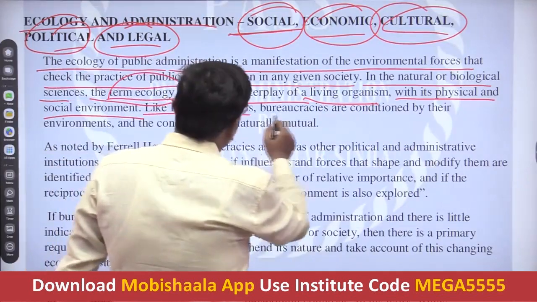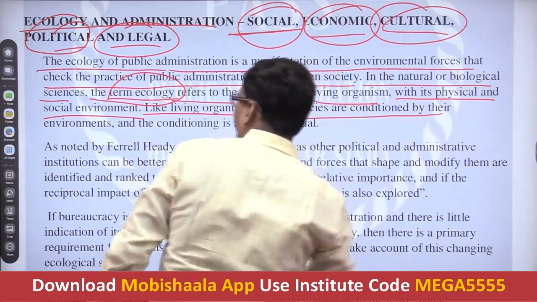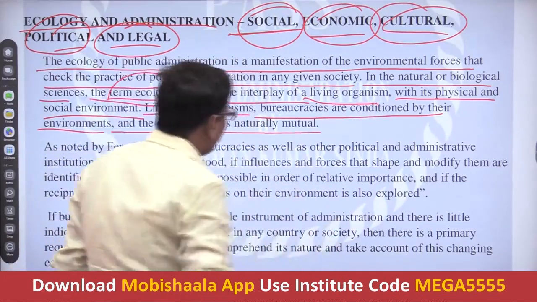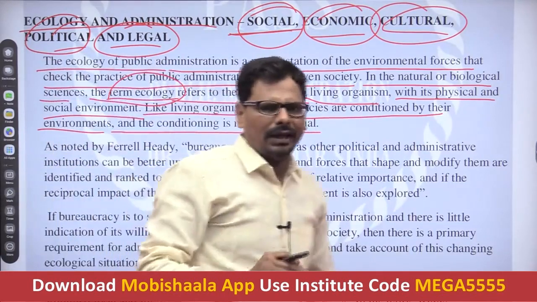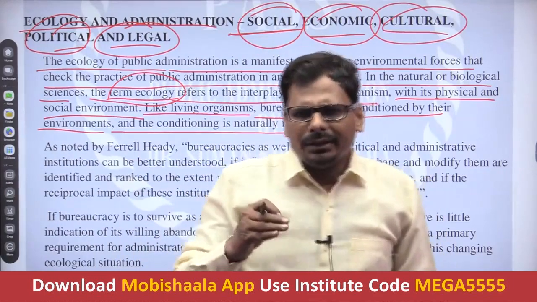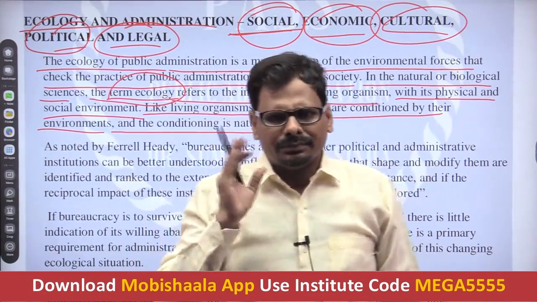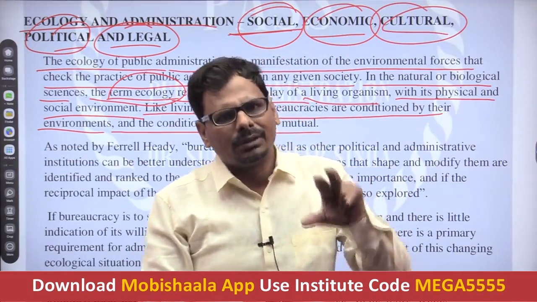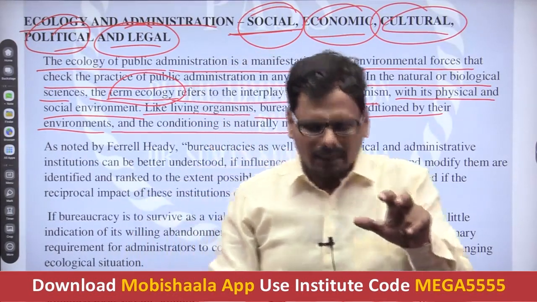Like living organisms, bureaucracies are conditioned by their environment, and the conditioning is naturally mutual. The environment is going to impact public administration, that is, the public bureaucracy, and public administration is also going to impact the environment.